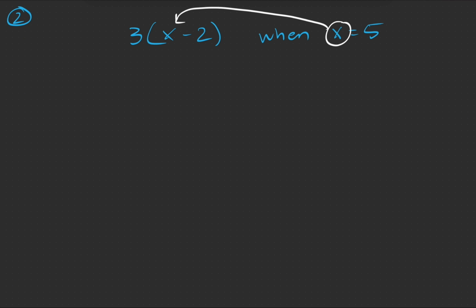Now, let's look at problem 2. Problem 2, we're going to do 3 times x minus 2 when x equals 5. Okay, we approach it the exact same. We take our value of x, we plug that straight into our expression. When we do that, we get 3 times 5 minus 2. Using PEMDAS, we solve inside the parentheses first, so we get 3 times the inside of the parentheses, which is 5 minus 2 gives us 3. And now we do the multiplication, which is 3 times 3, which gives us 9. So this expression evaluated to 9.